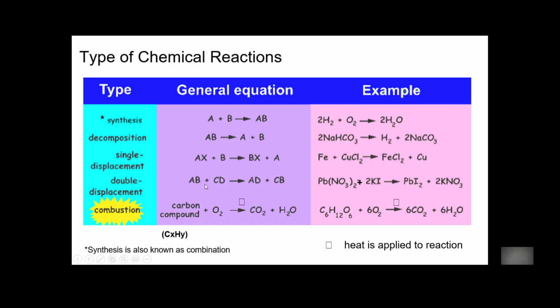Double displacement, we're going to spend more time on this one because there's actually three types of double displacement. There's neutralization reactions, precipitation reactions, and gas forming reactions. And they are switching partners, and I've given you examples here. And then a combustion reaction has to do with hydrocarbons. That's a carbon and a hydrogen, a fancy name that's put together for them. In the presence of oxygen, and in the presence of heat, they produce CO2 and H2O.